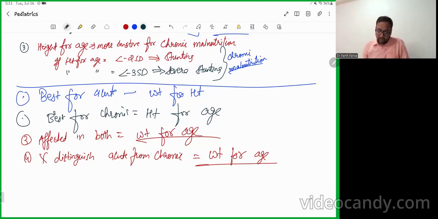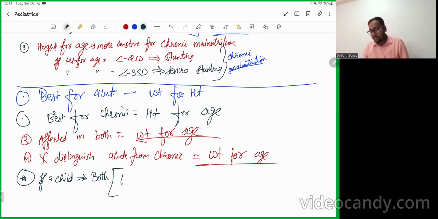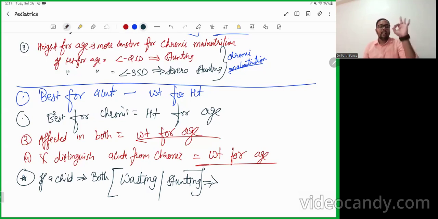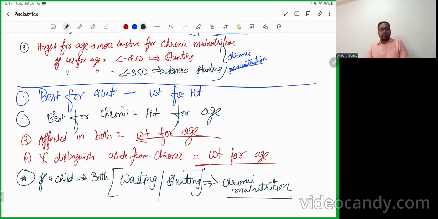But now let me say one important point. If a child has both, if a child is having wasting as well as stunting, then this is a sure sign that the child is suffering from what? Chronic malnutrition. Absolutely correct. It is suffering from chronic malnutrition. Done with this thing? Yes or no?